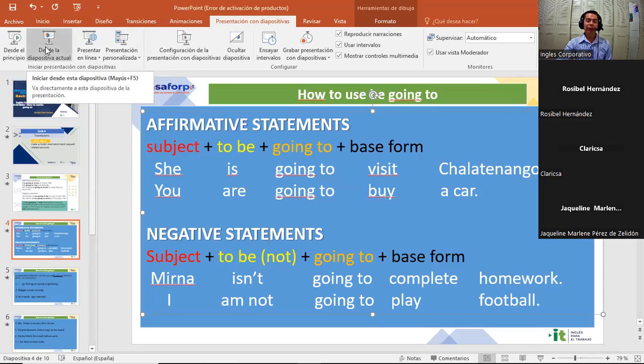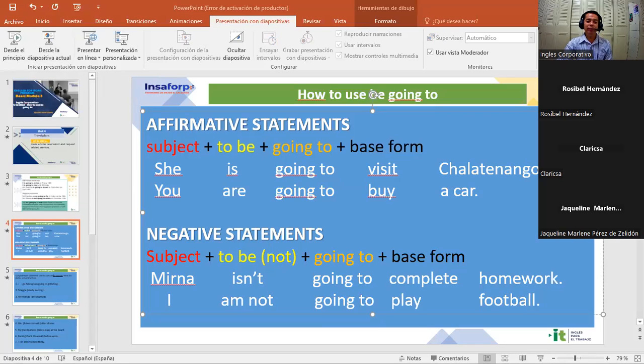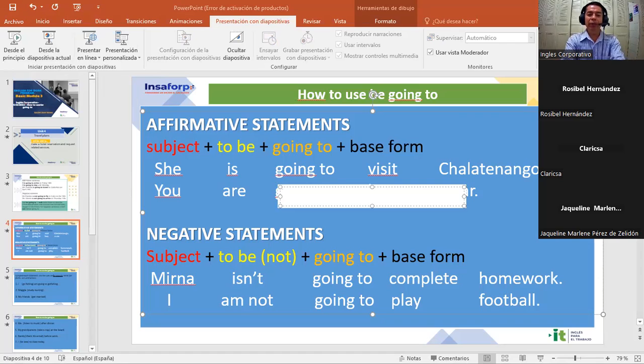Ok, les decía que les iba a hacer un ejercicio acá, un pequeño quiz del verbo to be para que nos ubiquemos bien. Ok, yo les voy a poner unos sujetos acá y ustedes me ponen el verbo to be, right?